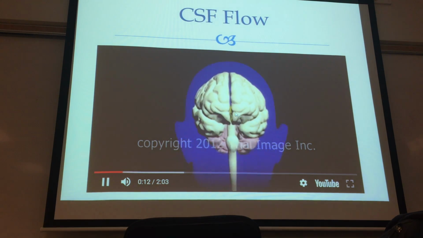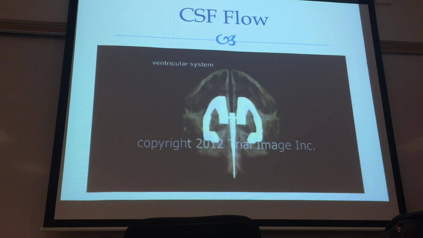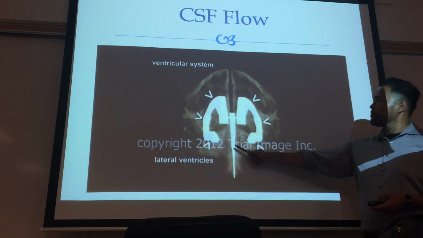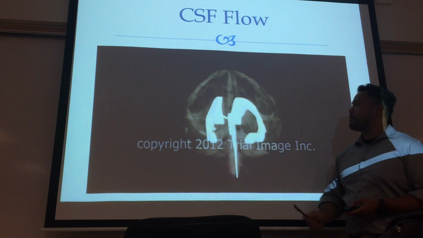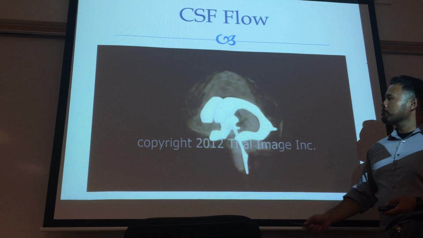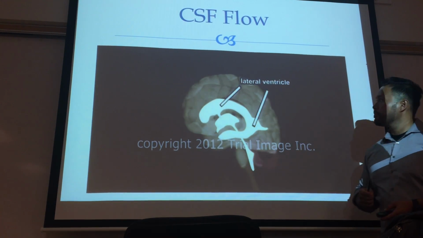So here we're just zooming in. We're going to start to take a look at the ventricles on the insides. Here, that space. And here we're looking at from the back view, you can see the lateral ventricles, third ventricle, and the fourth ventricle.